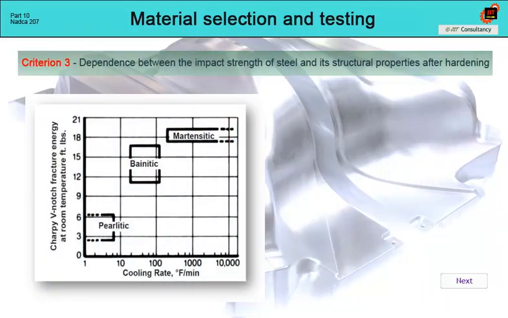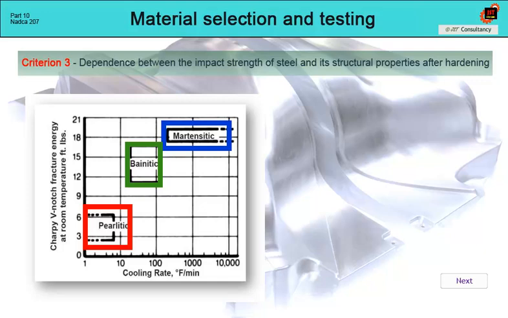The third criterion for maximizing the toughness values is the phase transformation of the structure during hardening. If we compare the values for martensite, bainite, or pearlite, we see that the maximum values of toughness can only be reached when quenching to a martensitic structure. The proportion of bainite or the proportion of pearlite in the structure fundamentally reduces the toughness.